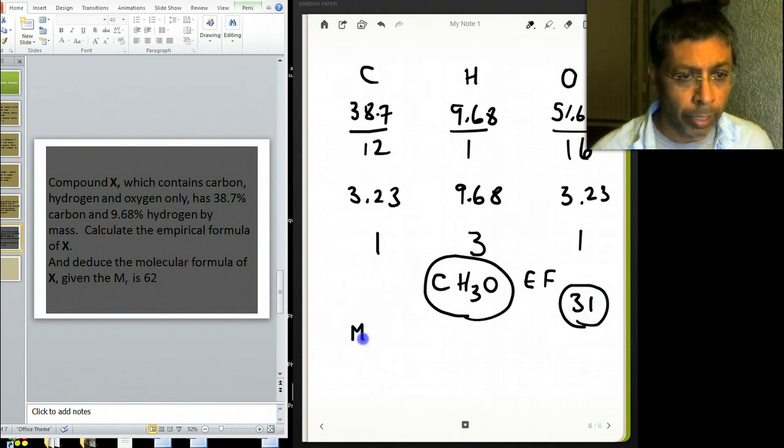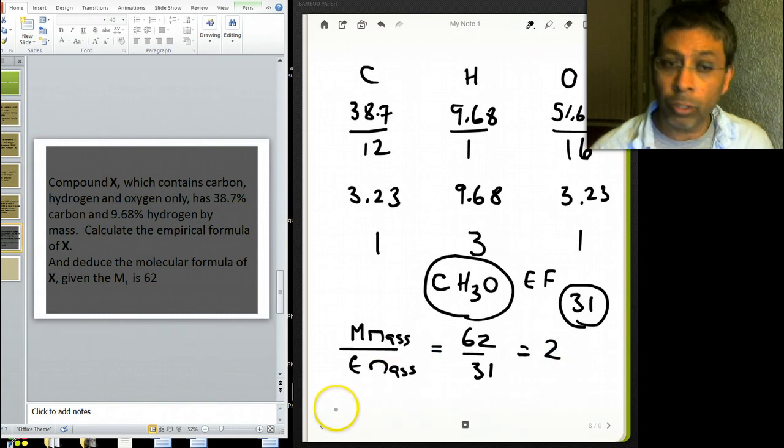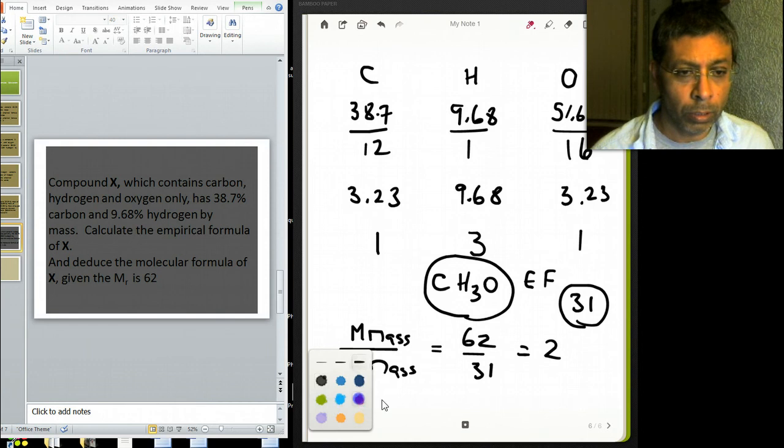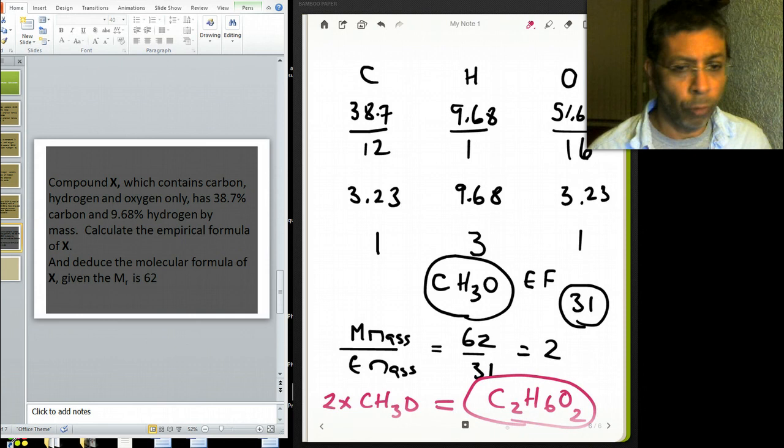So molecular mass divided by the empirical mass equals 62 divided by 31 equals 2. So all you do now is you multiply your empirical formula by 2. Right, let's do that. So 2 times CH3O equals C2, every element is multiplied, H6 and O2. And there is your molecular formula. Okay, and that was empirical formula calculations.